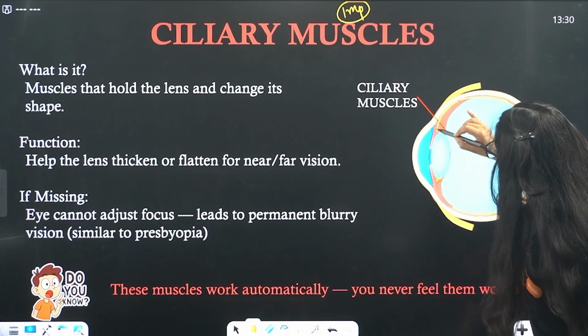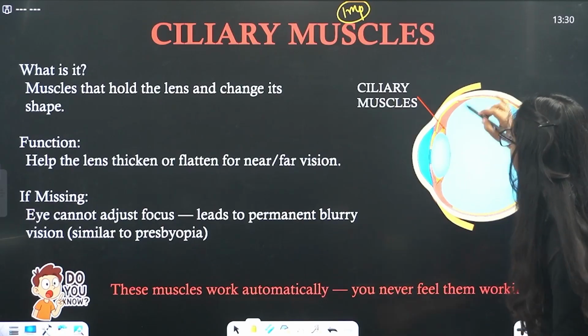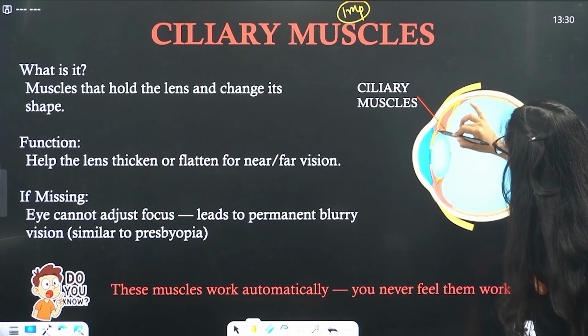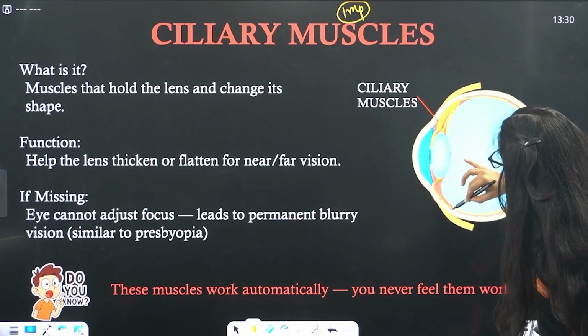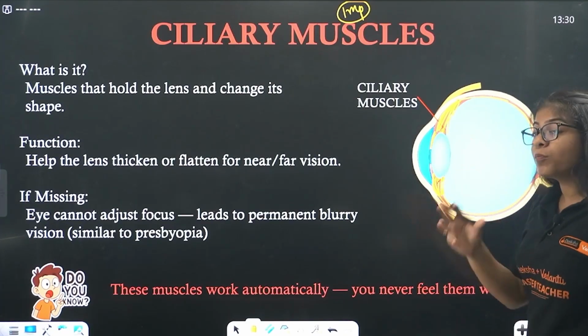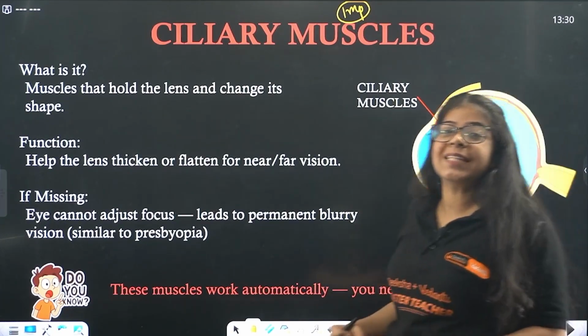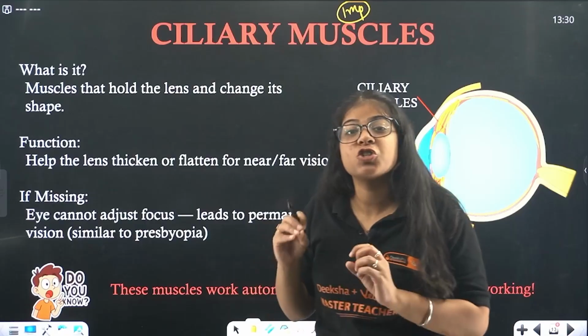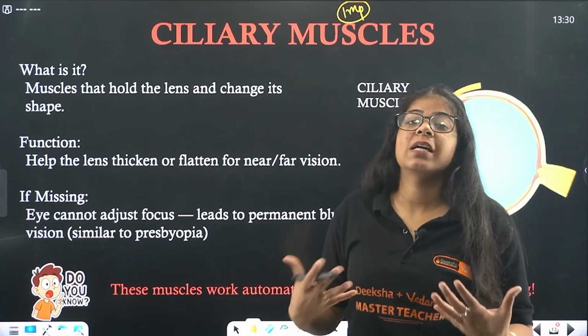You see these muscles. This part is iris. But this whole part, you see this red part that is holding the lens. This is holding the lens, right? So muscles that hold the lens at its place, in its shape, that is called ciliary muscles.